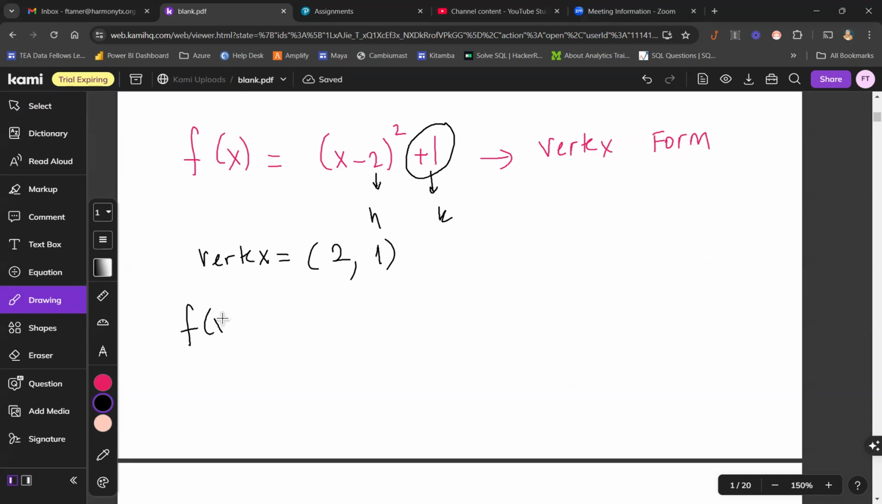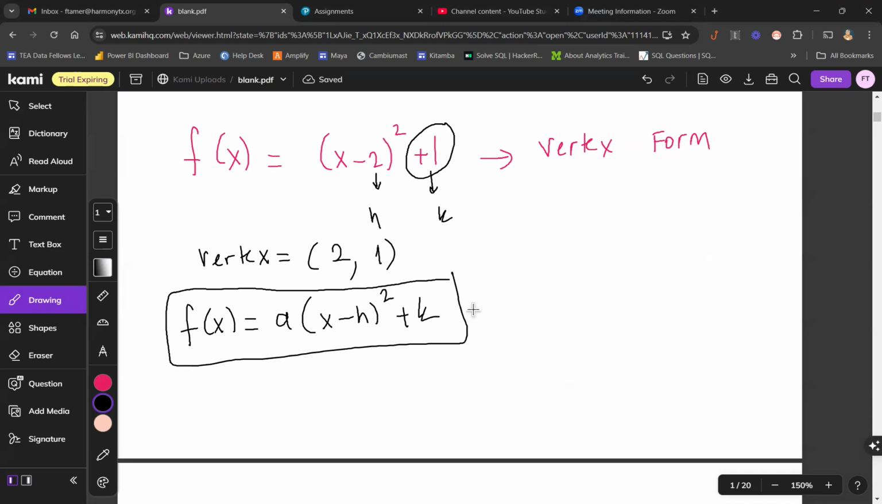So the vertex form for any quadratic function is, you might have some number that you're multiplying, so this will be an a value, and then x minus h squared plus k. This is called the vertex form of a quadratic function. So when you have the function in this form, the vertex will be equal to h and k. H and k will represent the vertex.